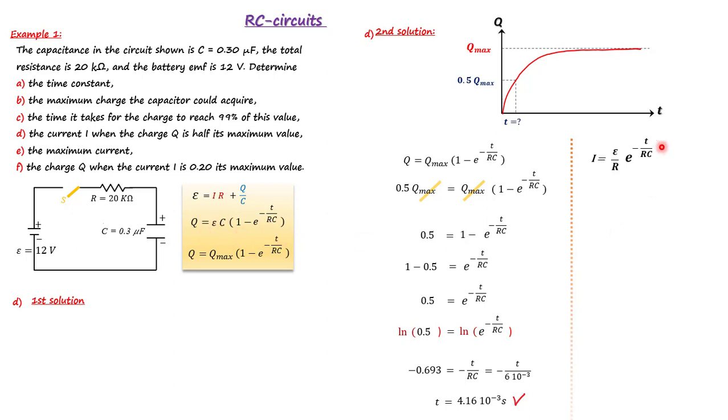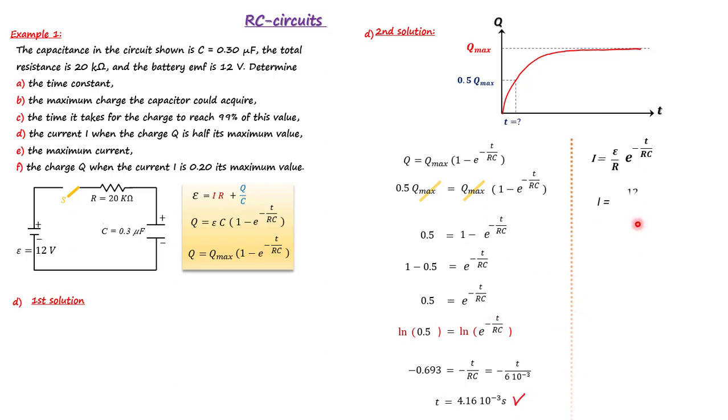So when you take the derivative, you'll get this equation. I just need to use this time here in this equation. So epsilon is 12 volt and R is 20 kilo ohm, and I already know RC, I already know time. From here I can calculate the current.